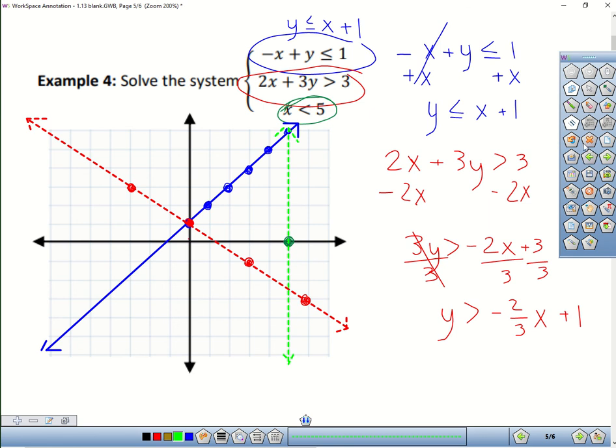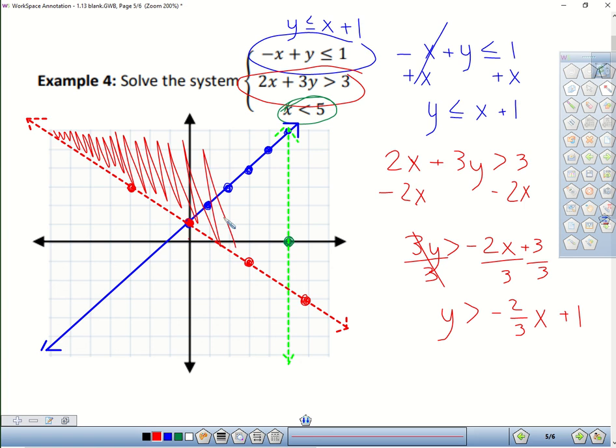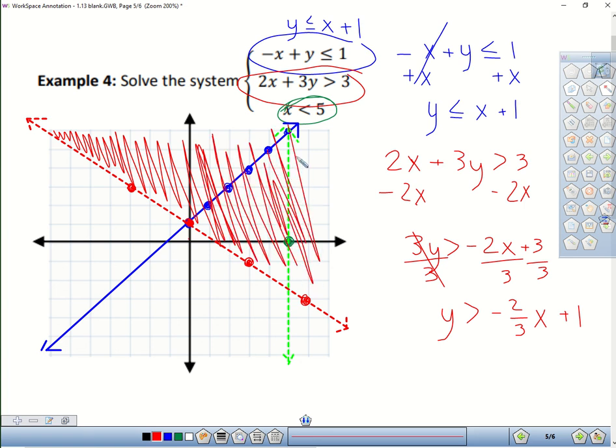So now we'll go ahead and we'll shade. So for the red, y is greater than, which means we're going to be above the line. It's like over here. Now we're looking at blue, and blue is less than, which means it's going to be below the line.